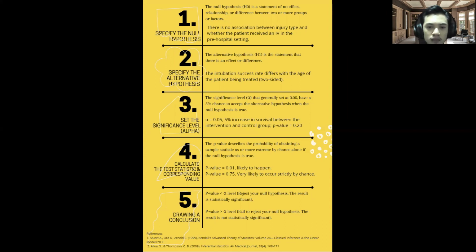That is all the steps in hypothesis testing, and that's all from the presentation.